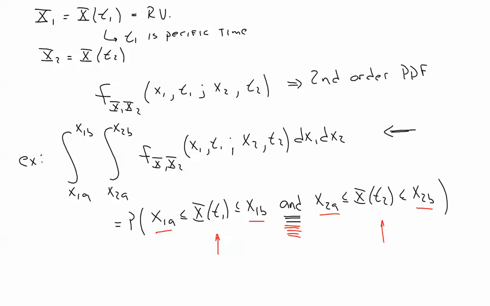Strictly speaking, to fully specify my random process, I would need to look at third, fourth, fifth, nth order probability density functions, and we're just not going to go there. We will not, in this course, go higher than second order PDFs. Okay? All right. Now that we have some idea about probability density functions for random processes, we can start talking about ensemble averaging.